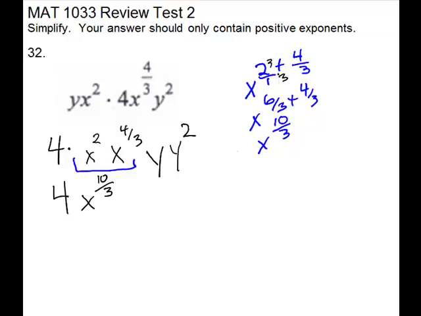And then we'll do the y's. The y's are like bases side by side. The rule is keep the base and add. Don't forget the 1. So this will just give us y to the 3rd. So 4x to the 10/3, y to the 3rd.